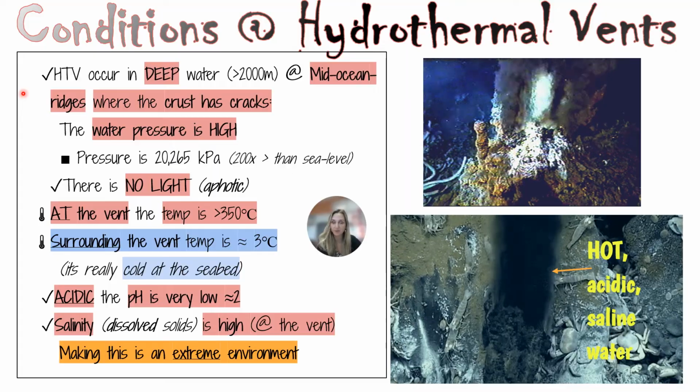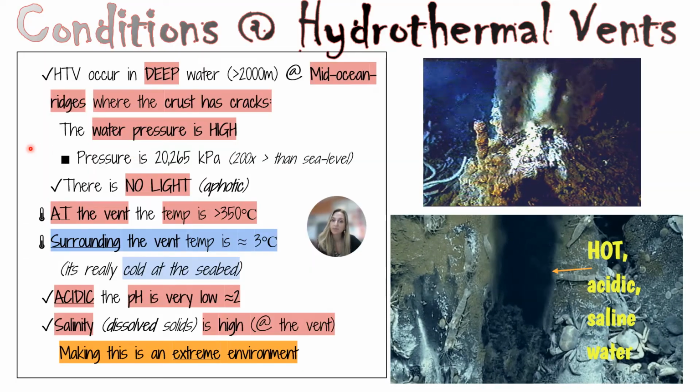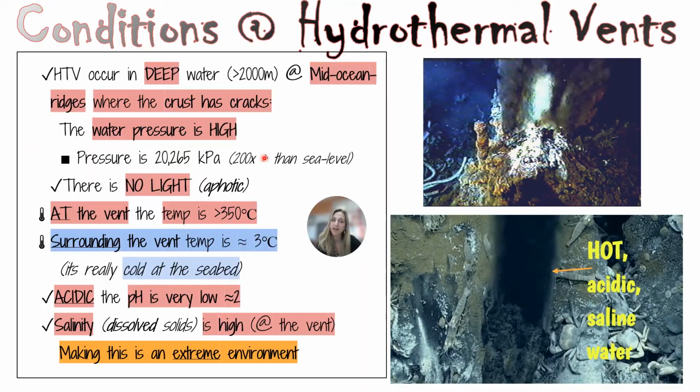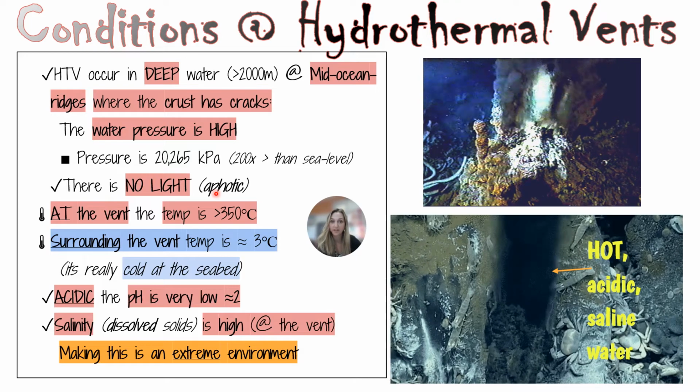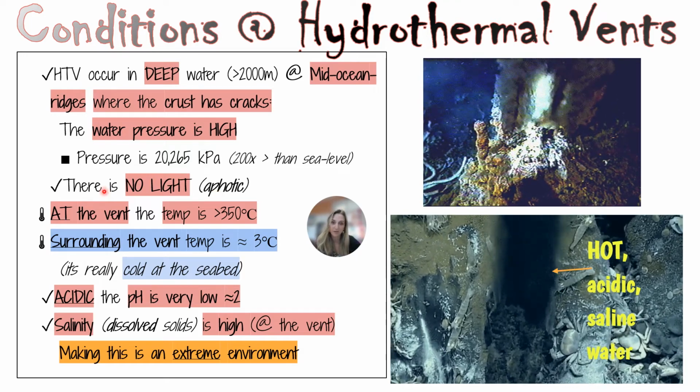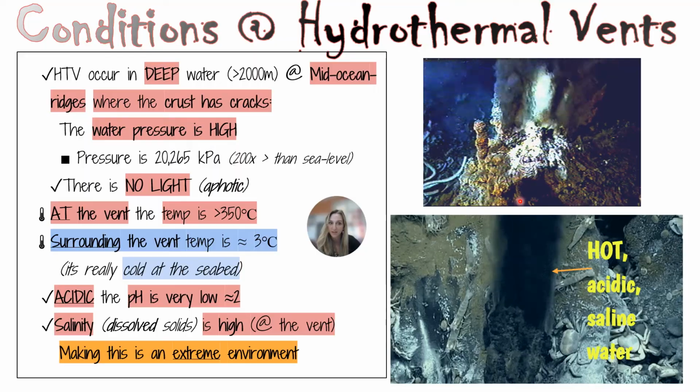They're very deep in the ocean, greater than 2,000 meters. Water pressure is extremely high at the seabed. That is an extreme condition. There's no light there, and we can call that aphotic. A meaning not, and photic meaning pertaining to light. At the vent, the temperature can be greater than 350 degrees Celsius. We're not going to see the water boiling, though, because of the water pressure surrounding it.